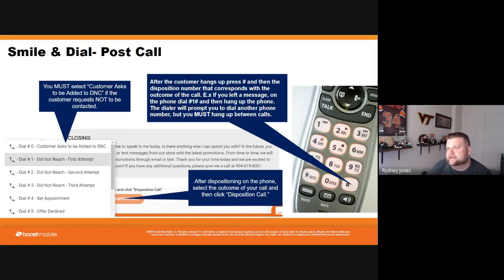After the customer hangs up, press #, and then disposition the number that corresponds with the outcome of the call. Example, if you left a message on the phone, dial #1#, and then hang up the phone. The dialer will prompt you to dial another phone number, but you must hang up between calls. After dispositioning on the phone, select the outcome of your call, and then click Disposition Call. That little orange button that's kind of hidden behind the blue line there. All right, next slide.